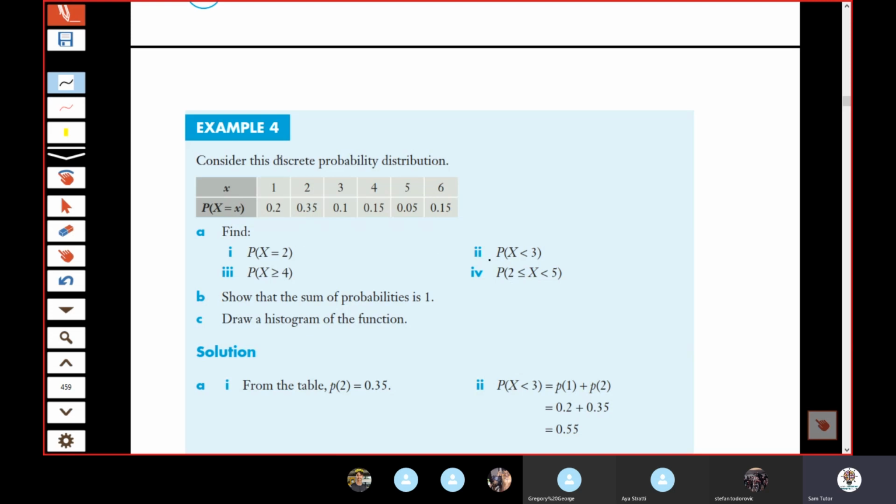Okay. Part two: find the probability that x is smaller than 3. So x must be smaller than little x being 3, which means 2 and 1. So the probability of obtaining 2 or 1 is 0.35 plus 0.2, which becomes 0.55.